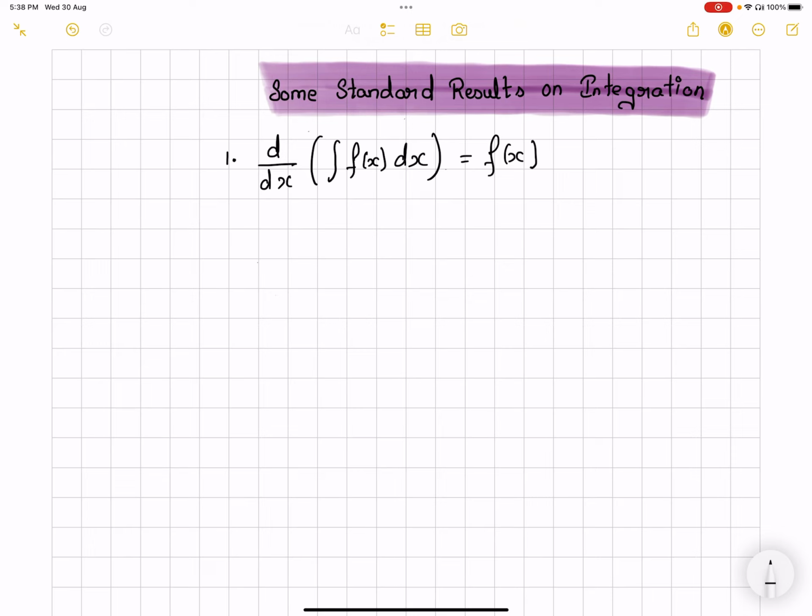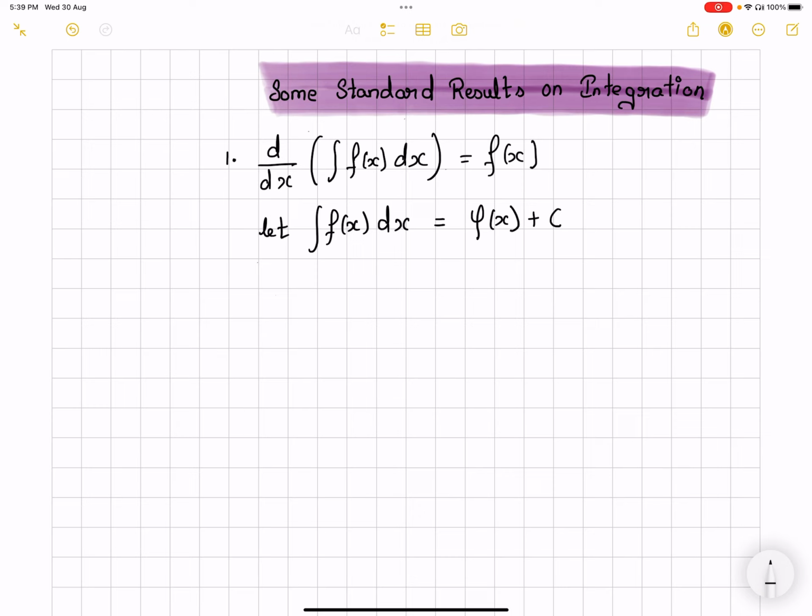So let's prove this. When I'm proving it, I'm going to consider this integral f of x dx. When I integrate a gradient, I would be getting a function. Let that function be phi of x. Obviously, it's an indefinite integral, so I would be getting plus c.